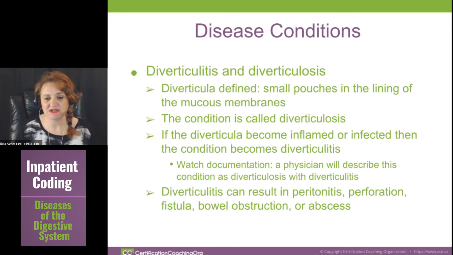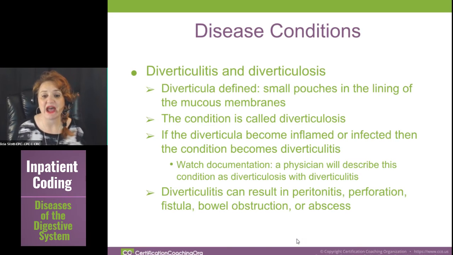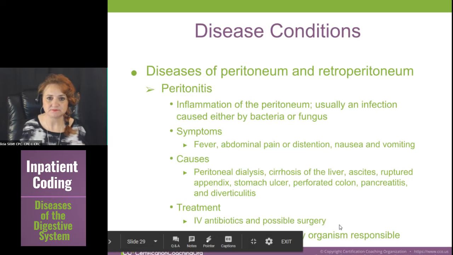When you have documentation, what are you going to look for? You're going to want to see that the patient has diverticulosis with diverticulitis. All right. So if a person has diverticulosis, that means that they have those pockets. If they have diverticulitis, the pockets are now irritated and inflamed. Okay. Other things can be going on with diverticulitis, like peritonitis. You can have a perforation, maybe a fistula. If a bowel obstruction occurs, or a person can have an abscess in the intestines.